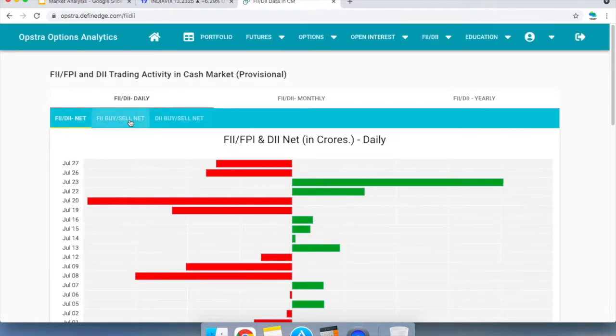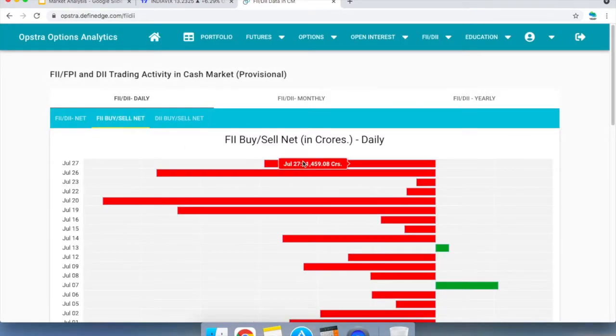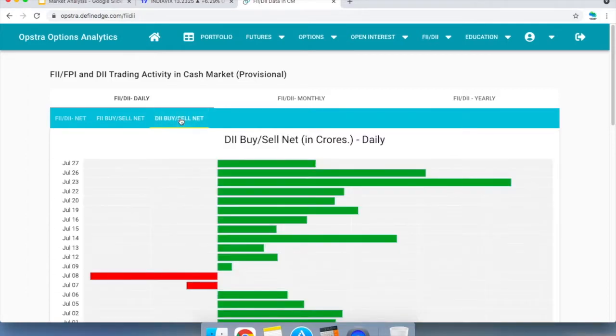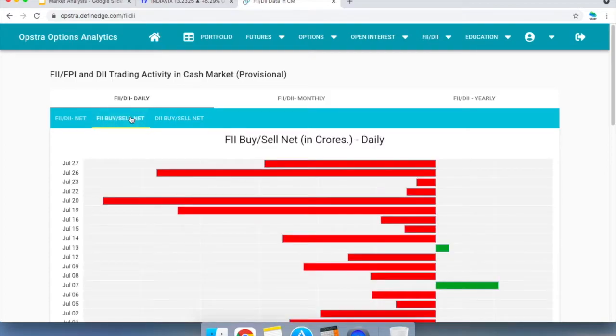So what we see here is that the foreign institutions sold 1,459 crores today also. Yesterday it was 2,400. Today 1,005, near to 1,500 crores, right? And today also 730 crores was bought by the domestic institutions, but still it was falling short, and that's how the market crashed.